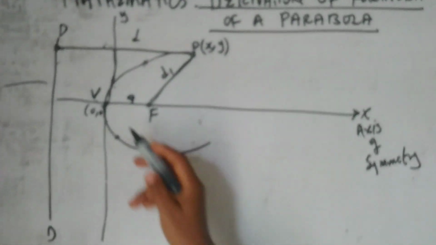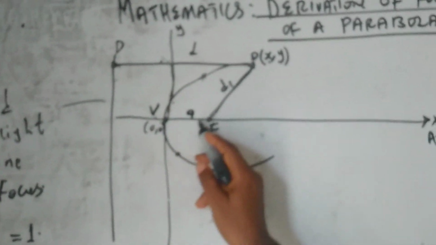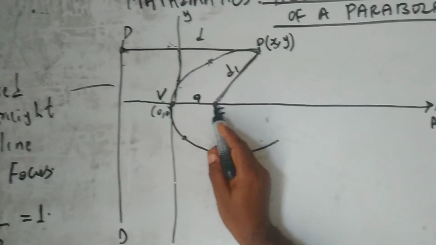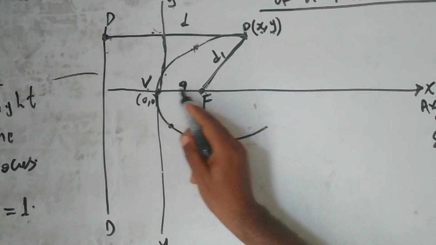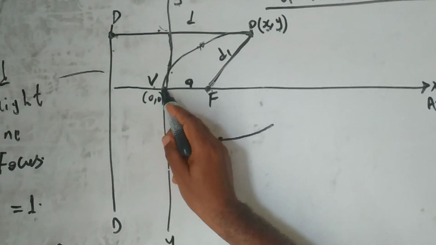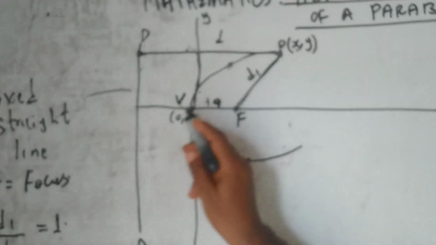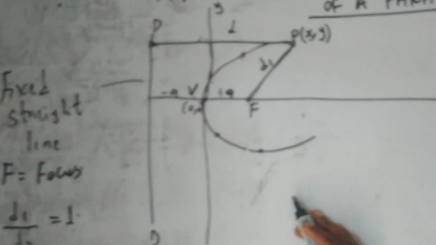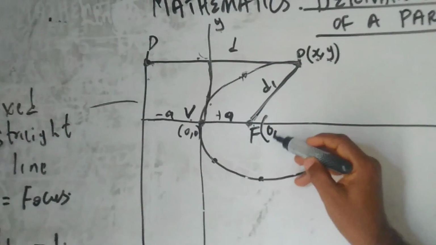And then the distance of, from our definition of a parabola, the distance of the variable point P, this particular point here, to the focus must be the same as from that point to the directrix. So if this one is plus a, then this place will be minus a.